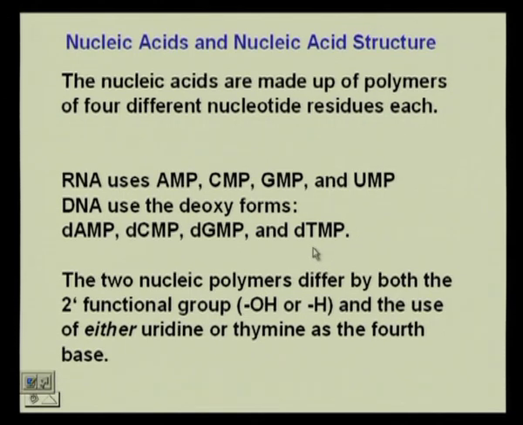Okay. By default, if you write AMP, it is a ribose sugar. You have to specify the deoxy type of the sugar by writing the small d, which means that at the 2' functional group, you do not have the OH attached to it.